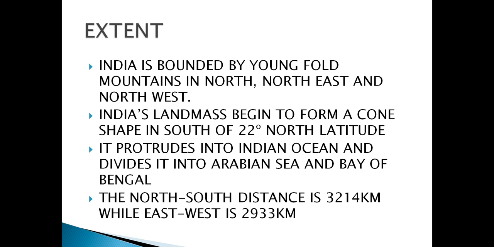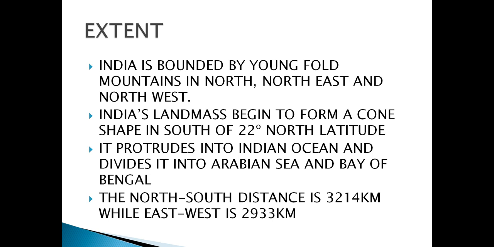India's landmass begins to form a cone shape south of 22 degrees north latitude. South of 22 degrees north latitude, India forms a cone shape, and this cone shape protrudes into the Indian Ocean and divides it into the Arabian Sea and the Bay of Bengal. The cone shape protrudes into the Indian Ocean and divides it into the Bay of Bengal branch and the Arabian Sea branch.